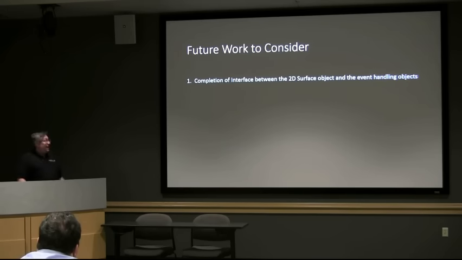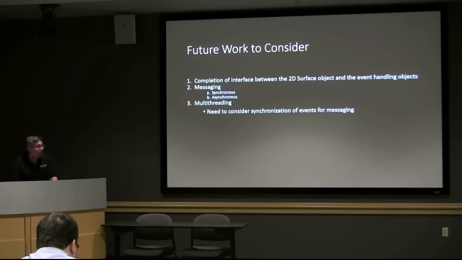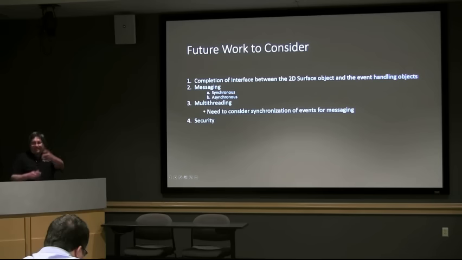So what do we have? Some future work to consider, like vectors versus values versus reference. One is to complete the interface between the 2D surface object and event handling objects. The second is messaging, like synchronous and asynchronous. We didn't really want to cover that. I put that in the proposal, but that's not the main element of the proposal because we're not really ready to support multi-threading. So we need to consider synchronization of events for messaging or even for multiple events handling, like multi-touch, things like that.